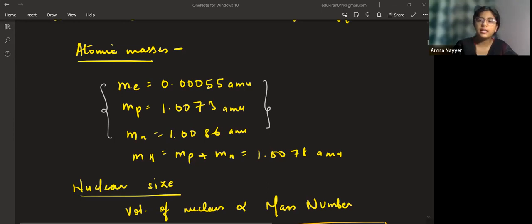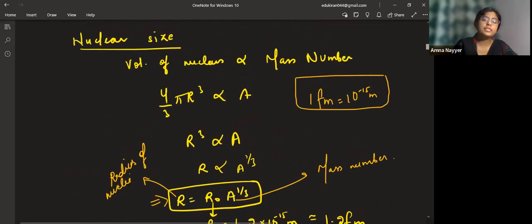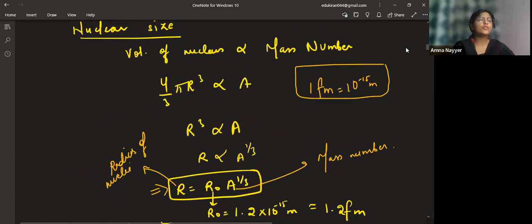Now, see the nucleus size. The volume of the nucleus is directly proportional to its mass number. So we consider the nucleus approximately as a sphere with radius capital R. So volume becomes 4 by 3 pi r cube. That is the volume of the nucleus if we choose a sphere with radius R. So this is directly proportional to its mass number, which we have depicted as A. If we eliminate all the constant terms, see, 4 by 3 pi, all these are just constant terms.